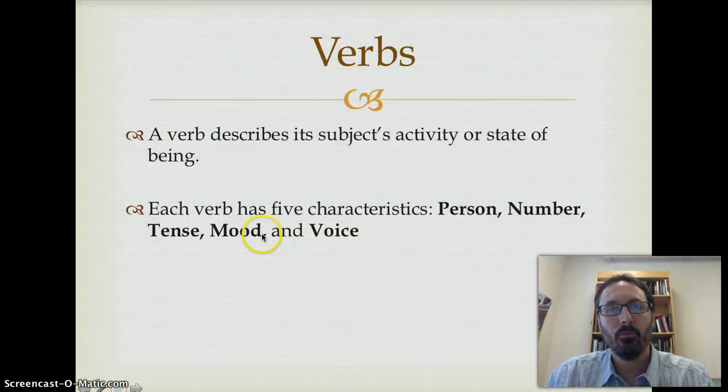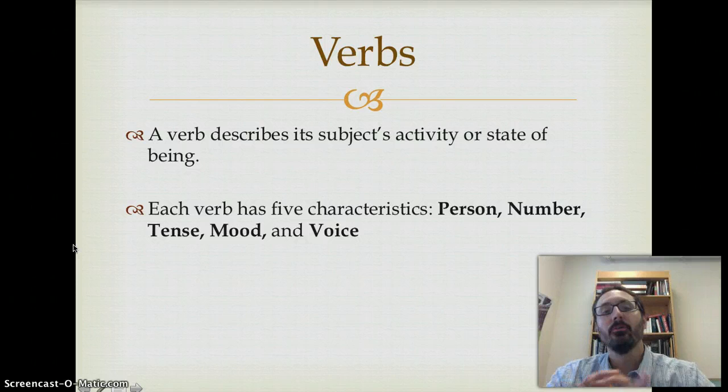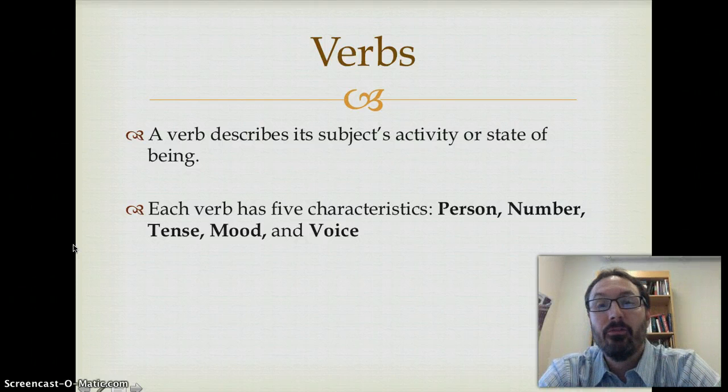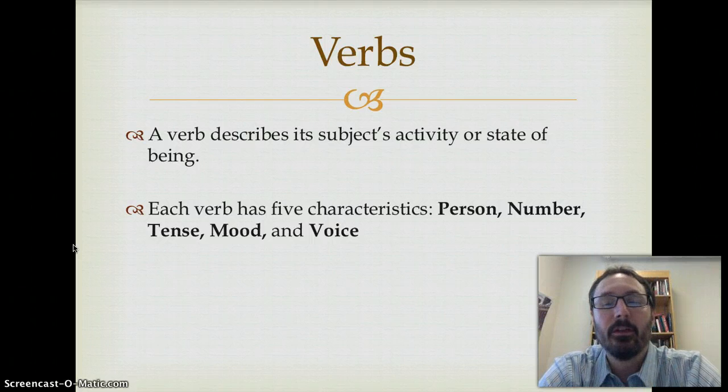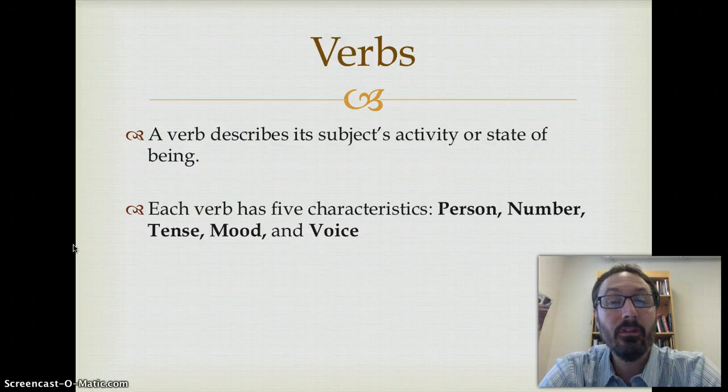So, we'll start with our discussion of verbs. Verbs describe, of course, a subject's activity or its state of being. An action verb is typically something like jumps or runs or reads or sleeps, while a state of being verb is usually what we call a linking verb, the most common of which is, of course, is or are, was, were, those types of verbs. Those are also verbs, and they are called state of being or linking verbs, and we'll talk more about those later.